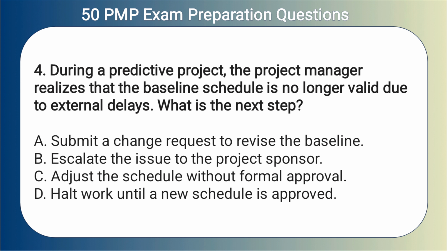4. During a predictive project, the project manager realizes that the baseline schedule is no longer valid due to external delays. What is the next step? A. Submit a change request to revise the baseline. B. Escalate the issue to the project sponsor. C. Adjust the schedule without formal approval. D. Halt work until a new schedule is approved.